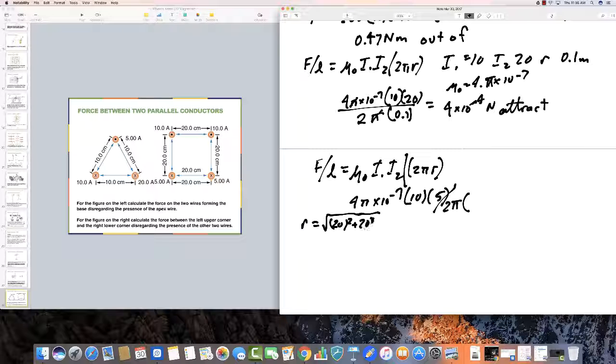by Pythagoras' theorem. If you do that, you get 28.3 centimeters, or 0.283 meters. And if you do the math here, you get 3.51 times 10 to the minus 5 newtons. And now these are going in the opposite direction, and so they will repel.